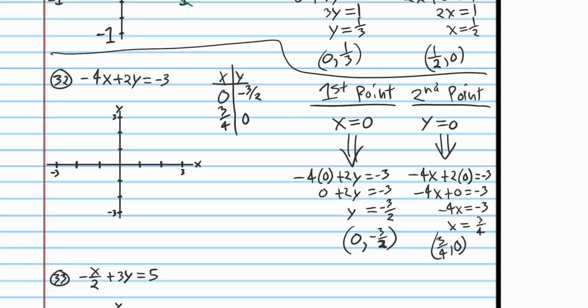So I'm going to change my scale. I'm going to make the same scale that we did before. Actually, I'm going to make this 3/2. And so 0, -3/2 would be here. And then 3/4, 0.